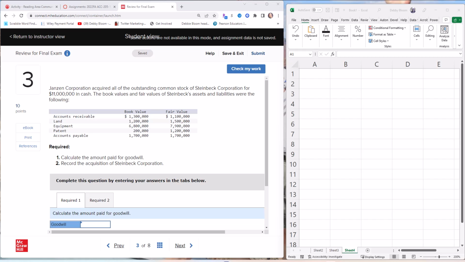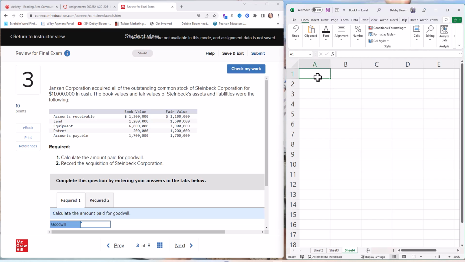In this video, we're going to go over your practice final exam, problem number 3. Problem number 3 has us calculate goodwill. So Janssen Corporation acquired all of the outstanding common stock of Steinbeck Corporation for $11 million in cash. We're given the book values and the fair values. So in part 1, we're supposed to calculate the amount paid for goodwill.